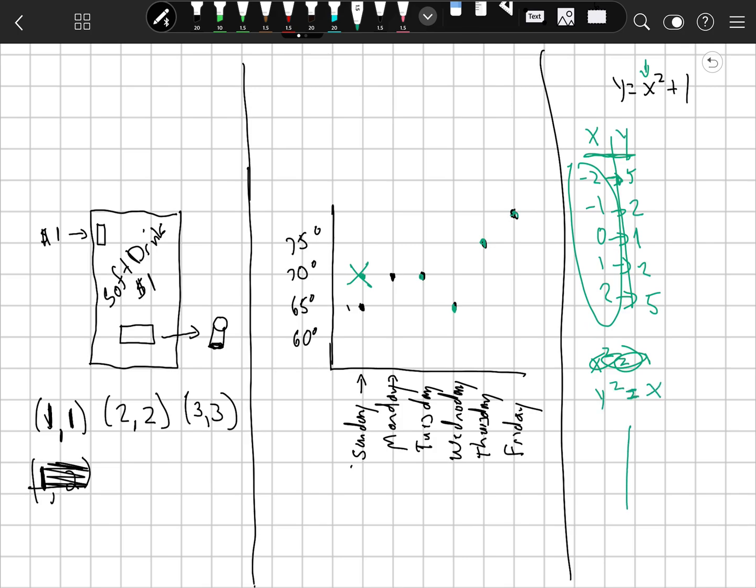Okay, now let's think about some inputs and outputs we could use. Let's go x is 1. And so what number squared is 1? It's 1. What if x is negative 1?